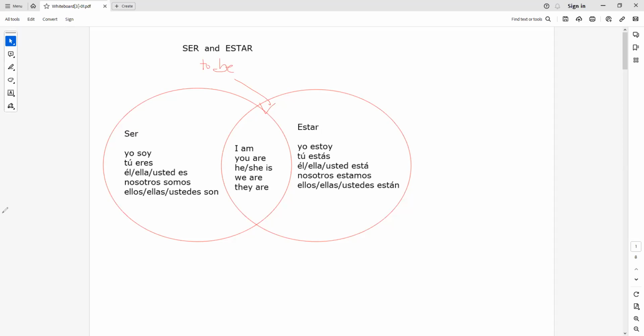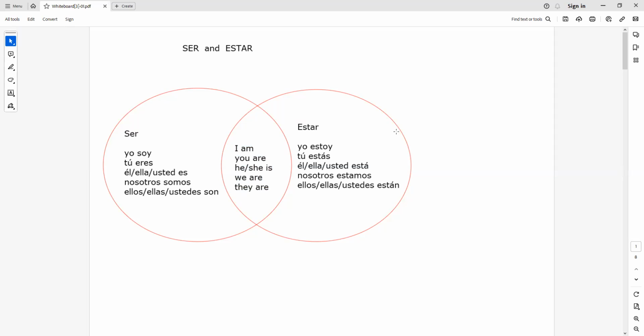So let us explore the uses of each one of these verbs, and of course, you'll be able to distinguish when to use them. Before I do so, I would just like to reiterate that ser and estar have the same meanings in English. So if you want to say I am in Spanish, it's either yo soy or yo estoy. Similarly, tú eres and tú estás mean you are. We are, nosotros somos, or nosotros estamos.